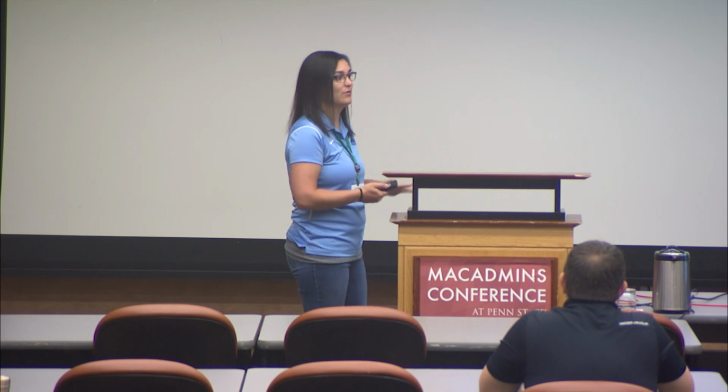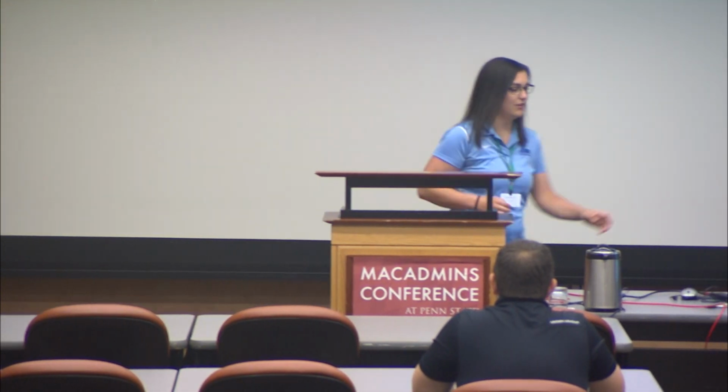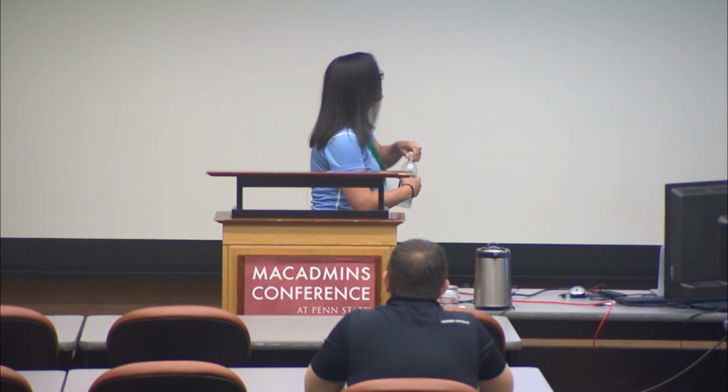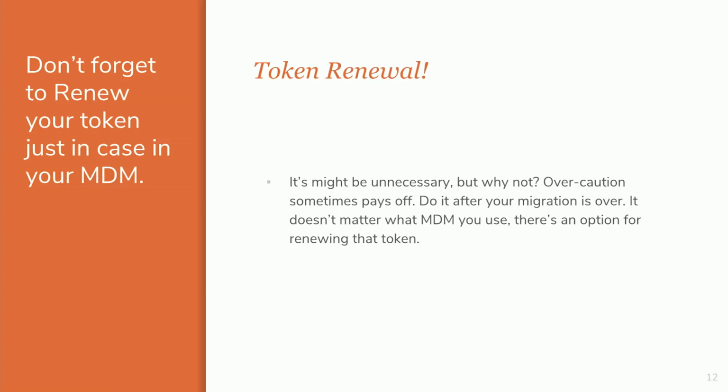Which is also why you don't need to use these managed Apple IDs. If you do device-based VPP, these become irrelevant unless you're using them for rostering. So token renewal. I'm sure a lot of you guys already do this, and you will really only need to do it once a year, theoretically. But after you do your Apple School Manager migration, renew your token. It takes like 2 minutes.